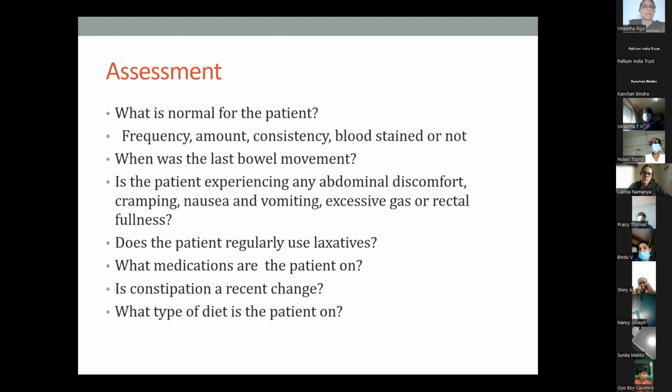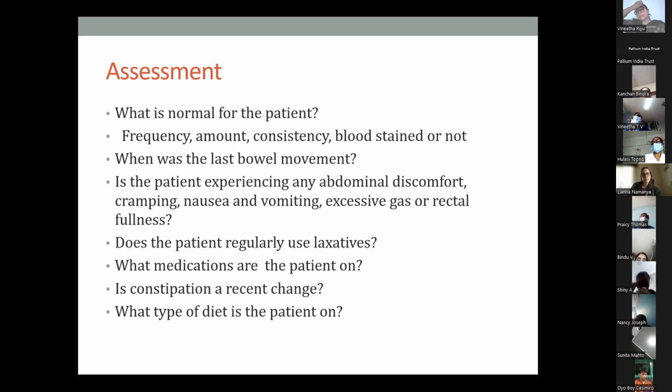So you assess the patient correctly, what is normal for him, understand what is the frequency of the stool, the amount of the stool, whether it is blood stained, yes, no, when was the last bowel movement, is he having any abdominal pain, vomiting, crampiness, or gas, or does he pass flatus? Like, is he passing gas? Okay. Does the patient regularly use laxatives? What if the patient is on laxatives?